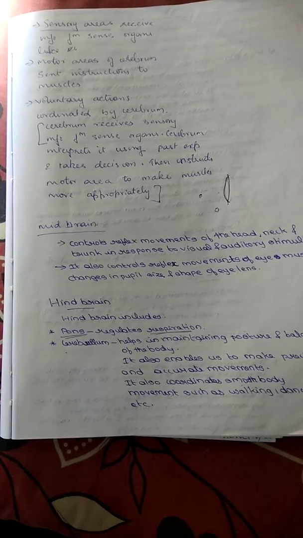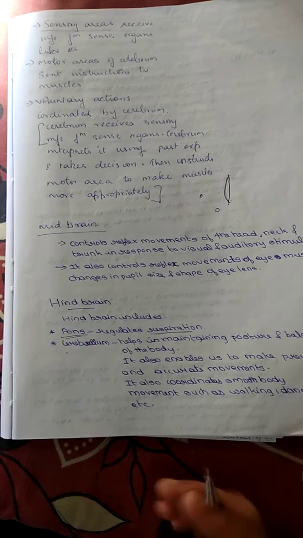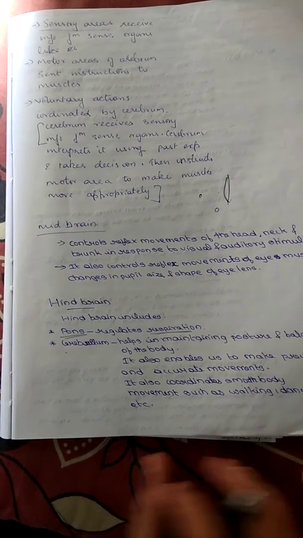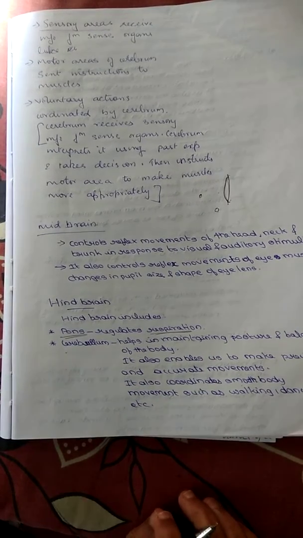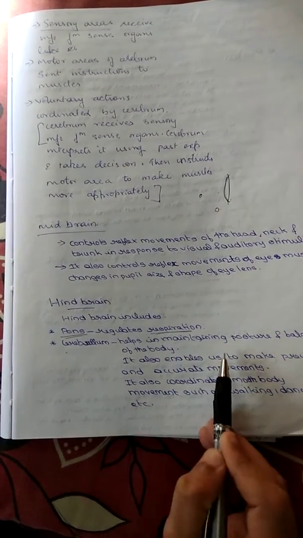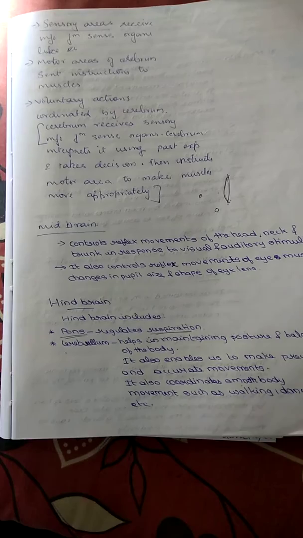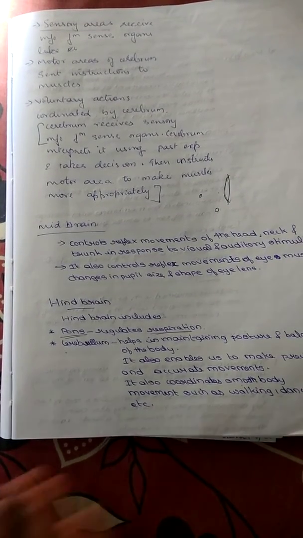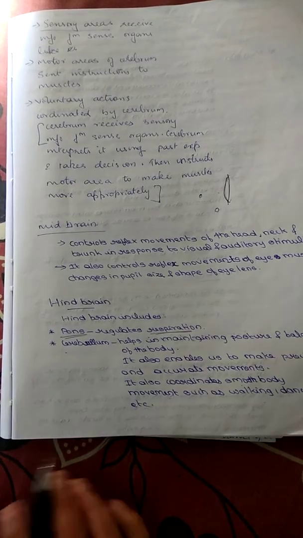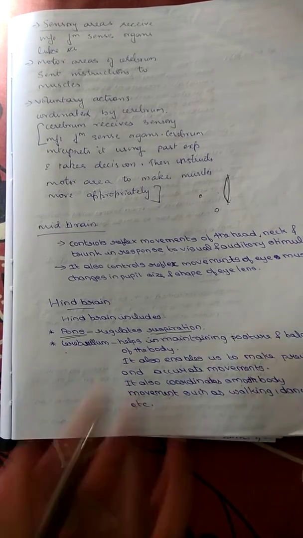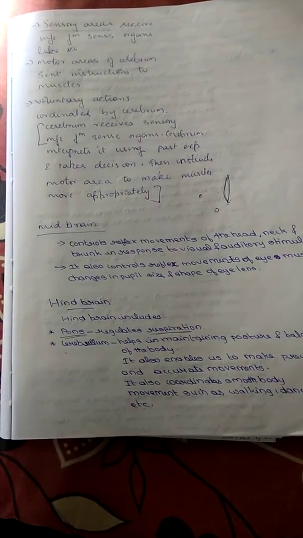Such cyclic activities like driving, if you are an expert in driving, you don't have to think while you drive. So such movements are actually coordinated by the cerebellum. So it helps to maintain the posture and balance of the body, and also helps us to make precise and accurate movements. It also coordinates smooth body movements like walking, dancing, driving, etc. So that is it about the cerebellum.